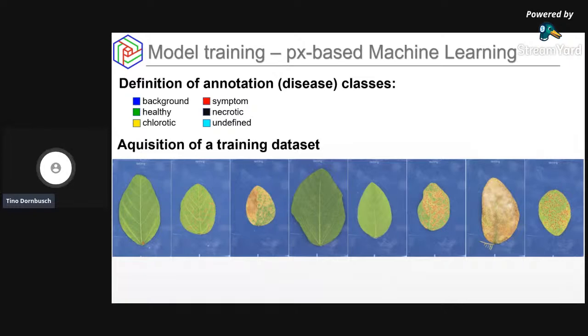Okay, so now here comes the problem. How do we actually train the computer or the model? It just gets a set of numbers, an array of red, green, blue values. How does it know? So first of all, we have to define our different disease stages or our different groups. We have the background, healthy, and symptoms. This information needs to come from the domain expert, from the pathologist.